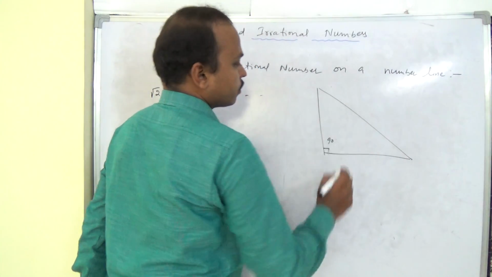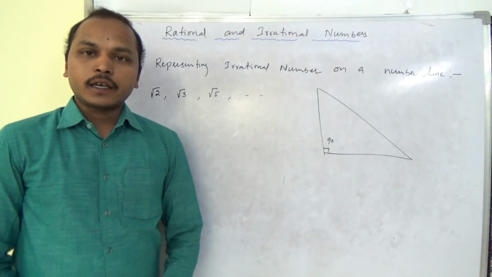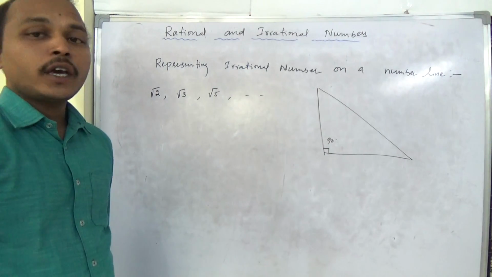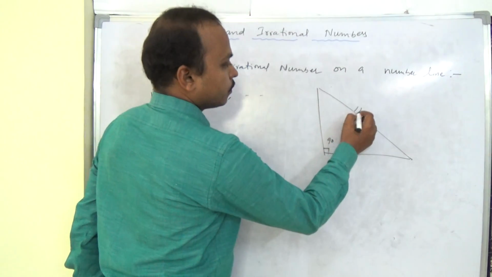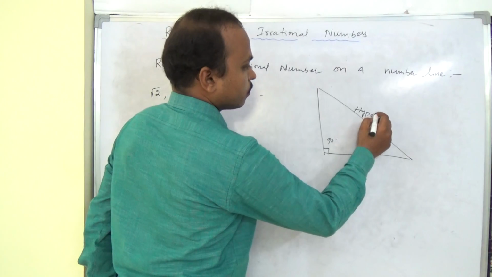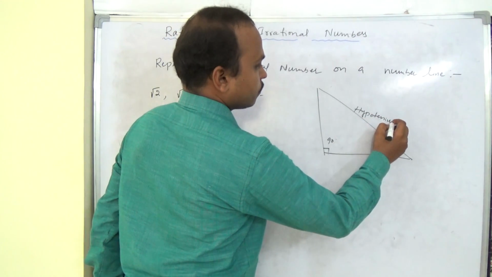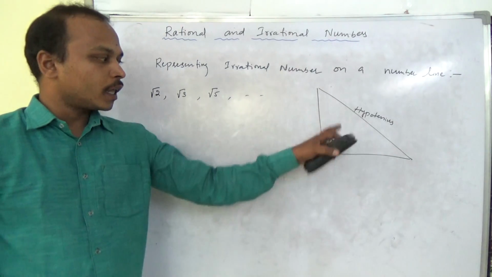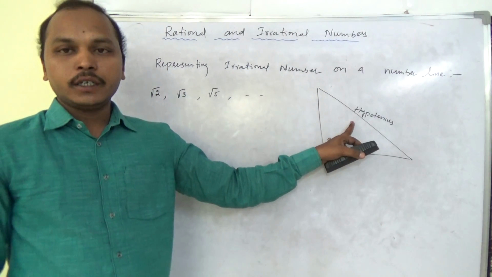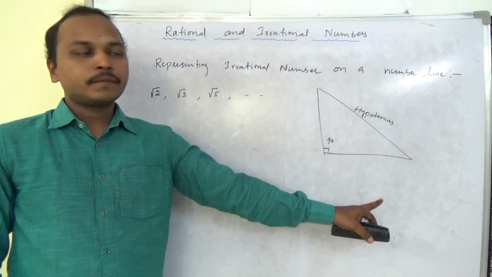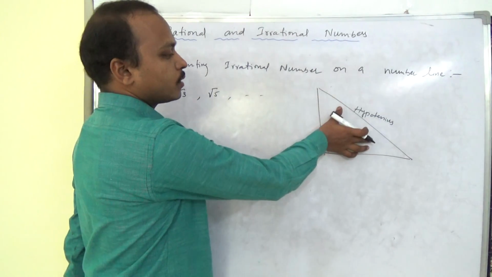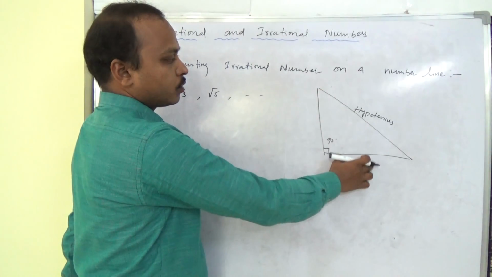What does the Pythagorean theorem say? In any right angle triangle, the square of the hypotenuse, this is the hypotenuse, nothing but the longest side in a right angle triangle, otherwise the side opposite to 90 degrees, is called the hypotenuse. The square of the hypotenuse is equal to the sum of the squares of the other two sides.